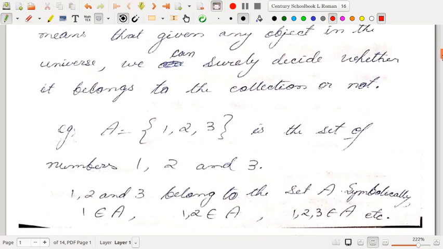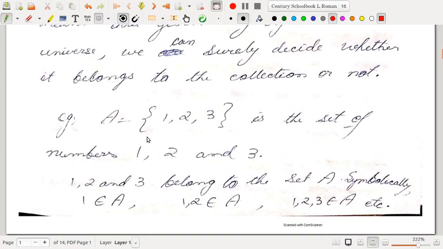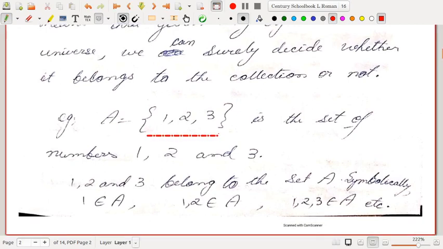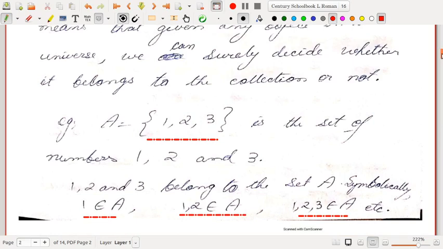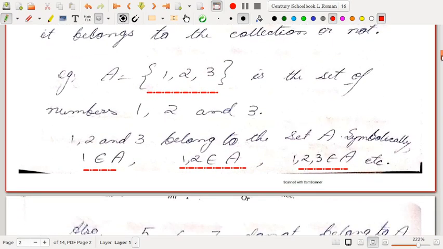For example, if we write A = {1, 2, 3} within curly brackets, then it is the set of numbers containing the elements 1, 2 and 3. So 1, 2 and 3 are the elements which belong to the set A. Symbolically, we write 1 ∈ A. This symbol is epsilon, a Greek symbol. And 2 ∈ A, 3 ∈ A, they also belong to A. That way we write symbolically.